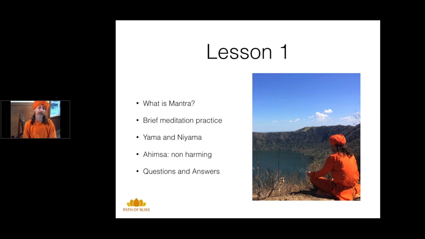In lesson 1, I'm going to cover what is mantra. The base of our meditation is mantra. So that will be the first thing. Then we'll do a brief meditation practice. I'm also going to talk about a subject called Yama and Niyama. This is a very important part of yogic meditation. And I'm going to cover one of the practices of Yama, which is called ahimsa, or non-harming. And there is time for questions and answers.